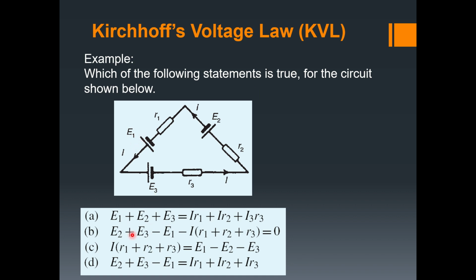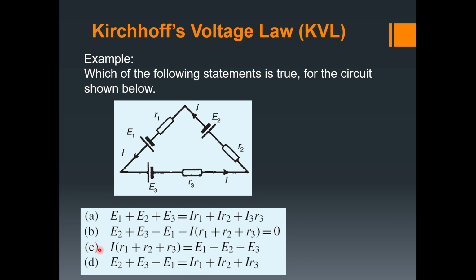So if you look at this one here, you can see that E2, E3 are positive, E1 is negative. Now, this could be true because it is possible that E1 has moved across the equality sign, right? However, if E1 is negative, then this component shouldn't be negative as well. So that tells us that B is incorrect.